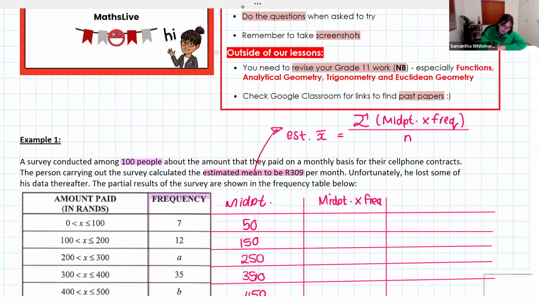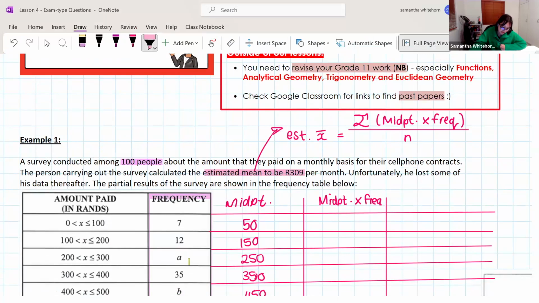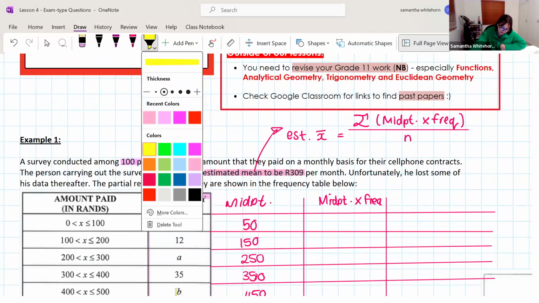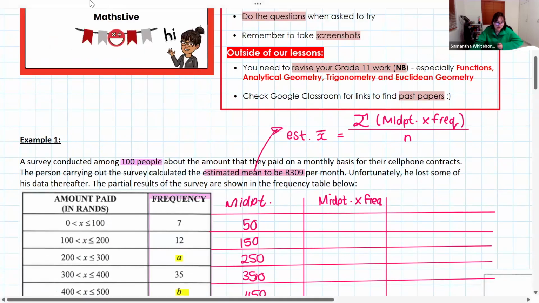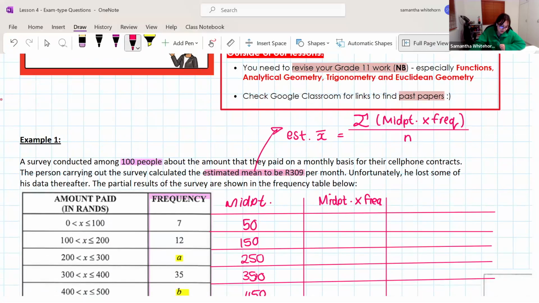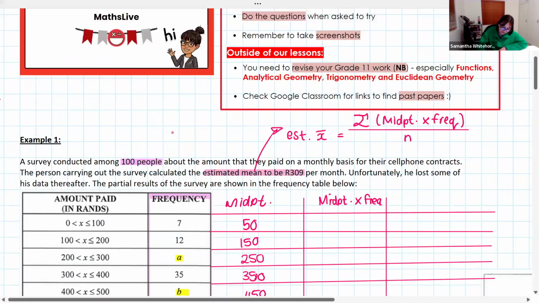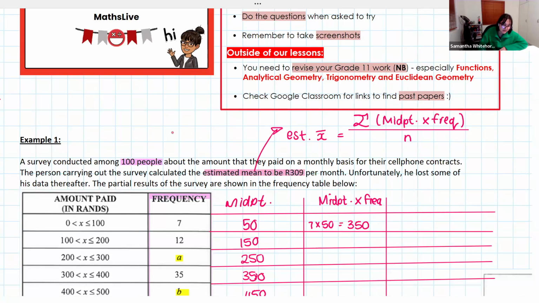Now, bear in mind that because they told us that it was the partial results, I don't know some of the values. I don't know A and I don't know B. That will become important a little later on. But for now, let's just go find the products. So the first one would be 7 times 50, which gives us 350. The next one would be 12 times 150, which gives us 1,800.